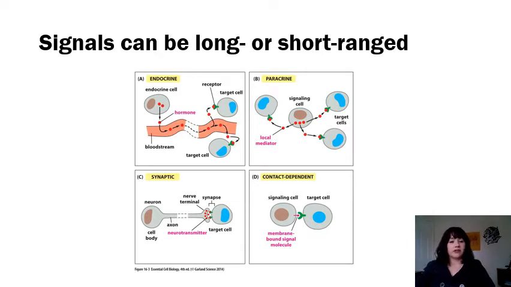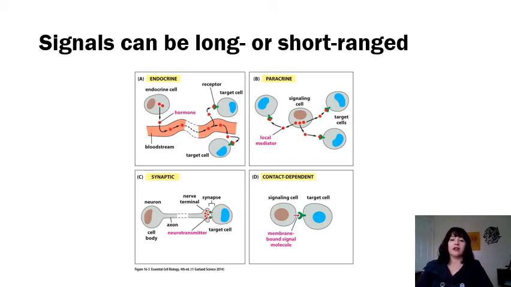In an endocrine signaling method, a cell releases a signal and it gets put into the bloodstream. And since the bloodstream goes throughout the whole body to all of our tissues, that signal can be sent throughout the body and then bind to the appropriate target cell as long as it has the correct receptor for that signal. So hormones are an example of endocrine signaling. Cells produce a hormone, it gets released into the blood, and then that signal can act on a variety of different tissues in the body.